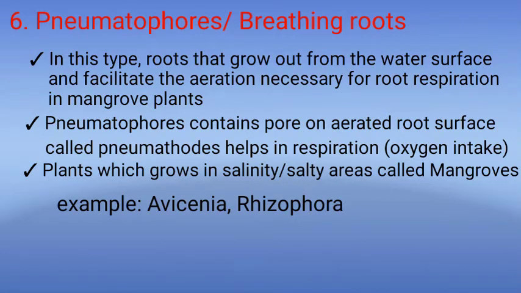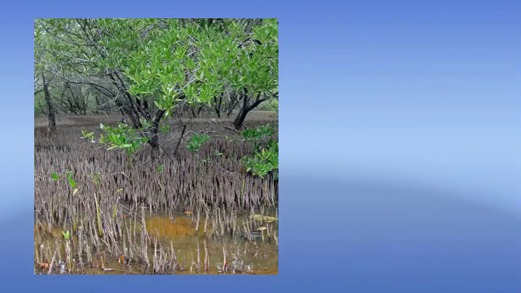These pneumatophores contain pores on the aerial root surface which are called pneumatodes, which help in intake of oxygen for respiration purposes. Examples for this are mangrove plants like Avicennia and Rhizophora. Let's see the diagrammatic representation of pneumatophores.